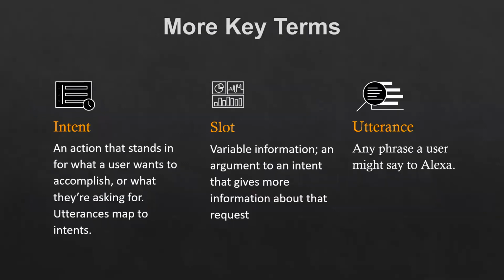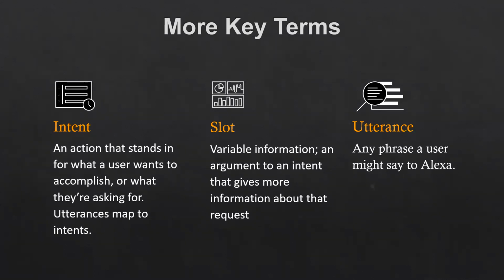There are a few more key terms you should know. The first is an intent. An intent is, simply put, what the user wants to do. Utterances map to intents. The second is a slot. It's variable information. There are both built-in slot types and custom slot types. Built-in slot types are slots with values already added, while you can define your own values with custom slots.